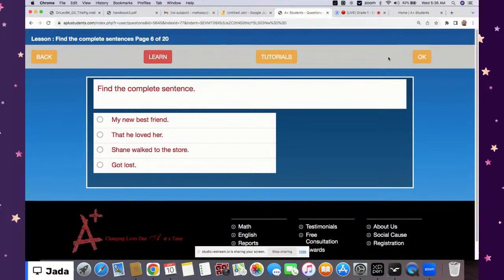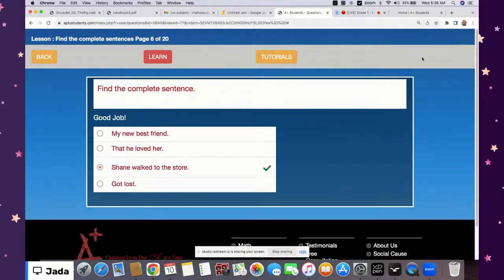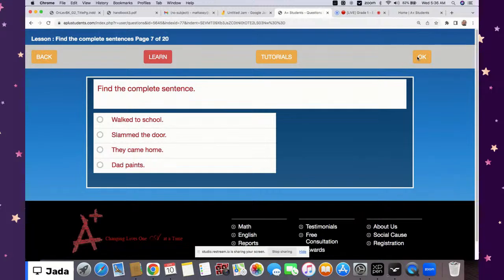Now, my new best friend, that he loved her, Shane walked to the store, got lost. What's the right one here? My new best friend, that he loved her. Shane walked to the store, got lost. What's the right option? So Shane walked to the store. Okay, good job. So this is it for finding the complete sentence.